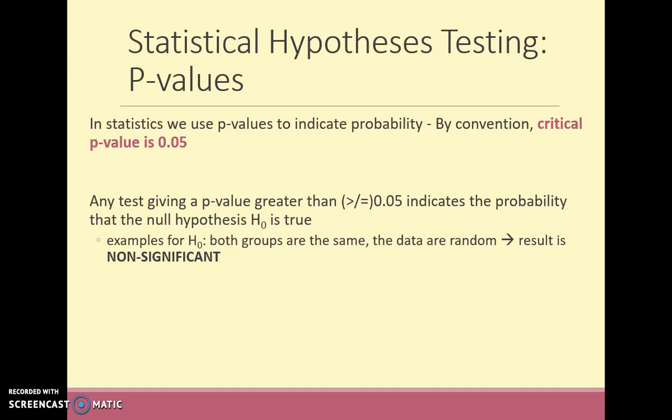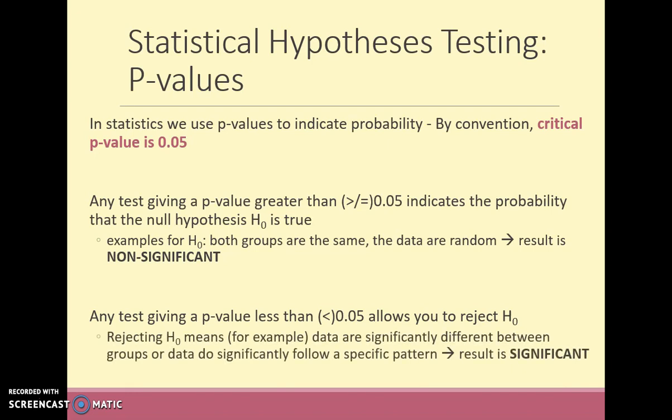On the other hand, any test giving a p-value of less than 0.05 allows you to reject this null hypothesis. So this indicates that less than 5% of our data are potentially a product of random chance. We're over 95% sure of this. So rejecting the null hypothesis means that the data are significantly different between groups, or data do significantly follow a specific pattern, maybe a correlation. And here we can say the result is significant.